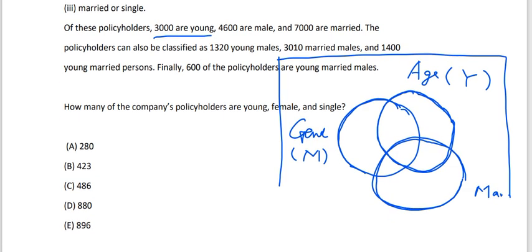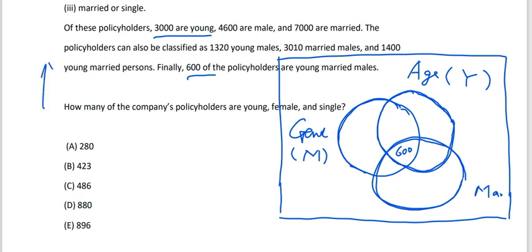So now we wanted to put the numbers in. We need to put the overlap first. So what is overlap? Let's say 600 are young married male. So this is 600. Then we just go back and check the overlap, the most overlap first.